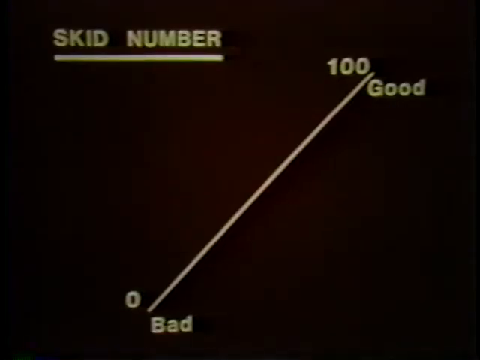The amount of relative friction is expressed as a skid number. The skid number is the coefficient of friction times 100. The higher the number between 0 and 100, the higher the friction. Skid numbers refer to wet pavement conditions.